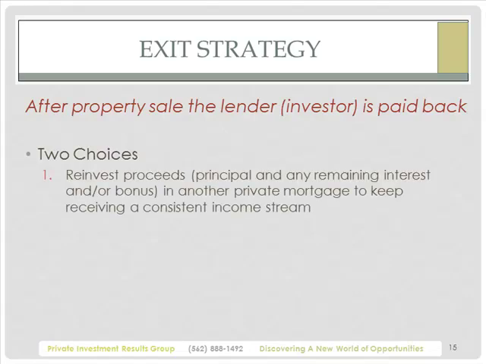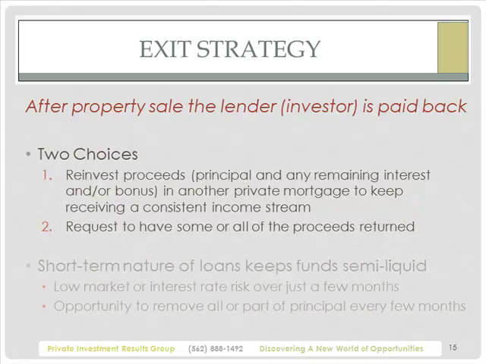One, you can invest the proceeds back into another private mortgage so that you can keep receiving that consistent income that you've gotten used to by that point. The alternative is to request some or all the proceeds returned. This flexibility is somewhat unusual, but is a very nice level of liquidity because every 3 or 6 or 12 months, you have the chance to reevaluate whether this is the right thing for you.